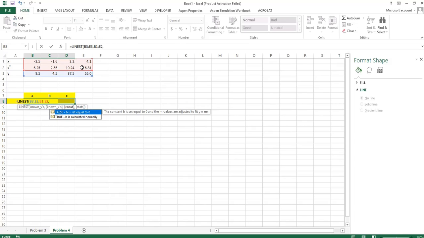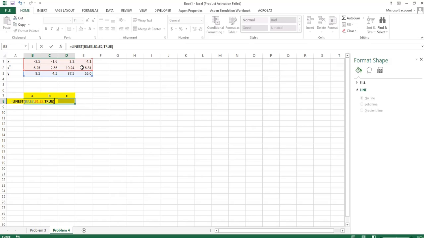Now b is set to equal 0, which is false. B is calculated normally, true, so I'll select the true option. I'll press the tab key. I'll bracket close. I don't need the statistics. Now bracket close.